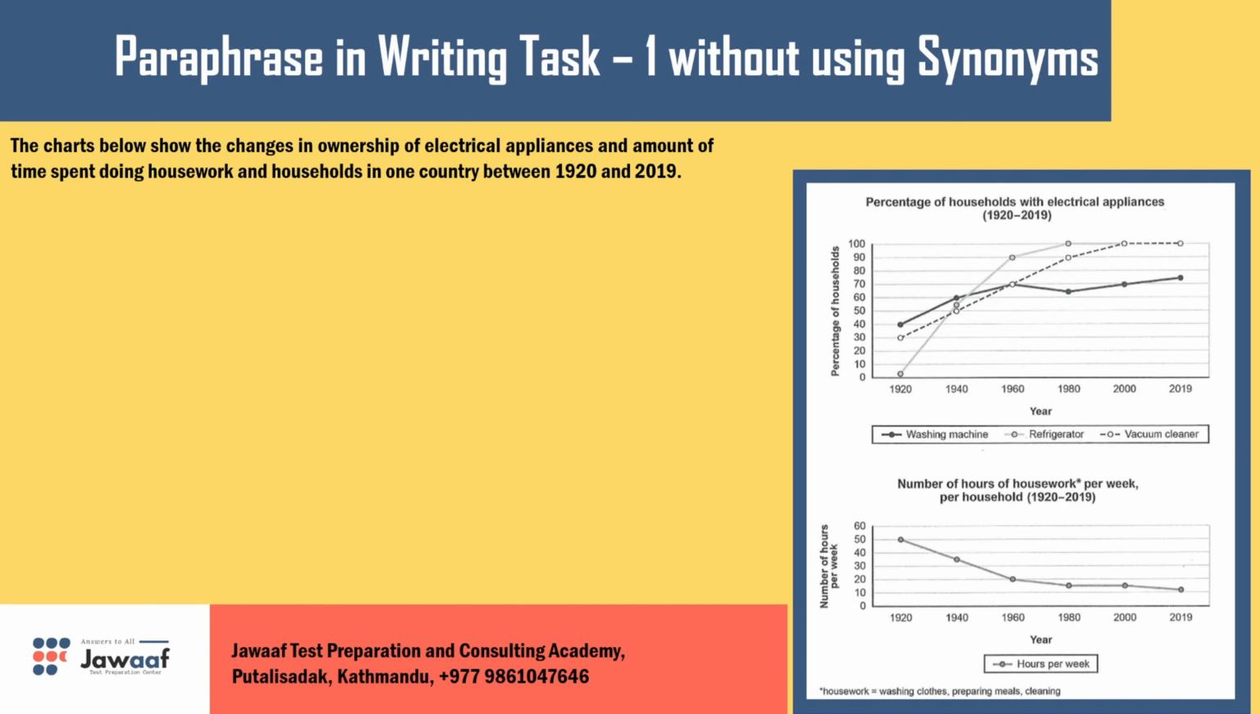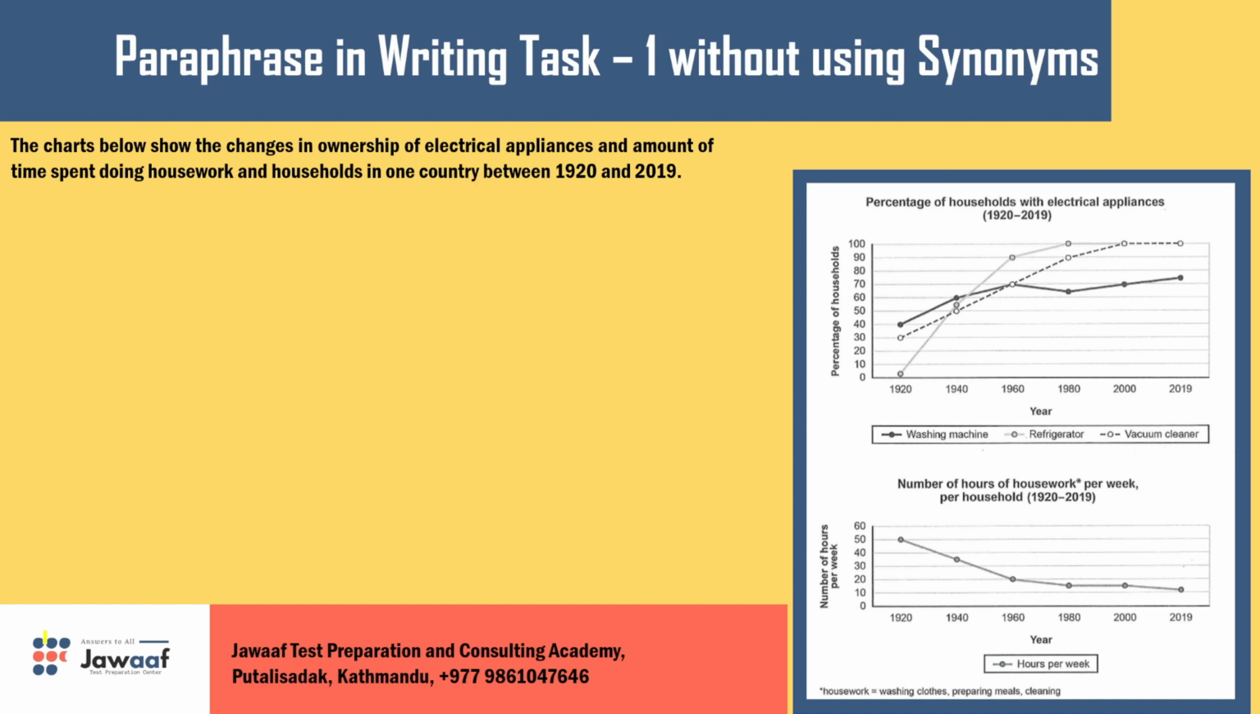So here we are. This is our next question. And here we have two line graphs. You can pause the video and have a look. So the question says, the charts below show the changes in ownership of electrical appliances and amount of time spent doing housework and households in one country.